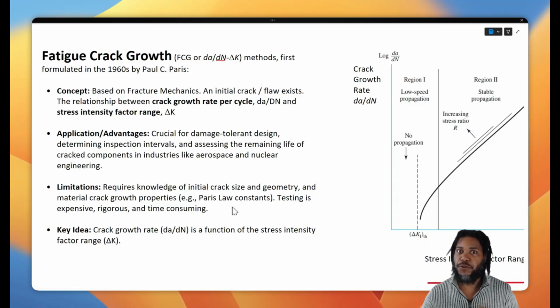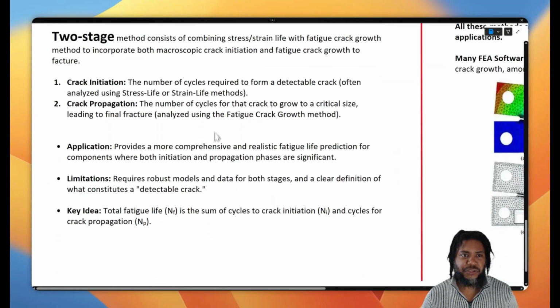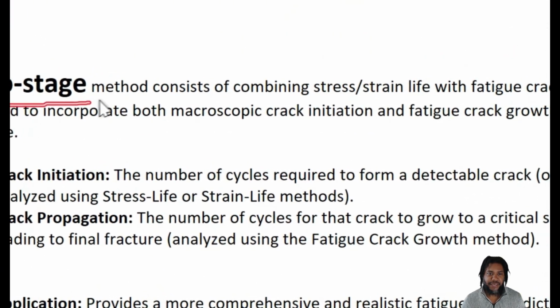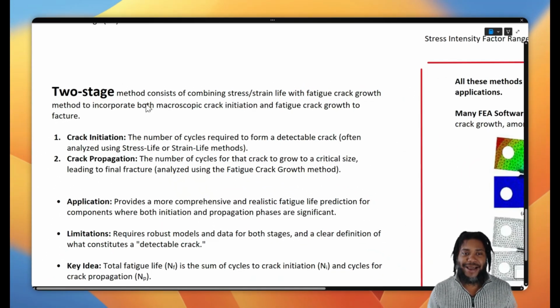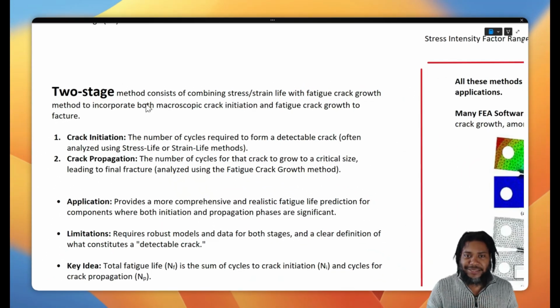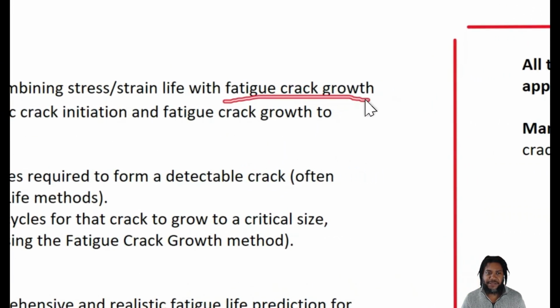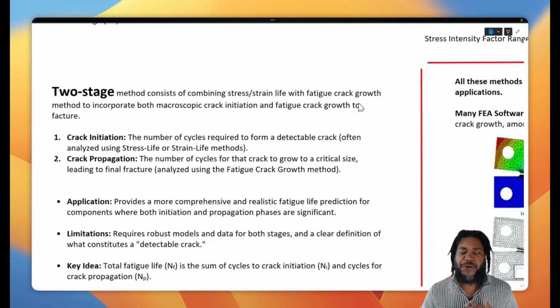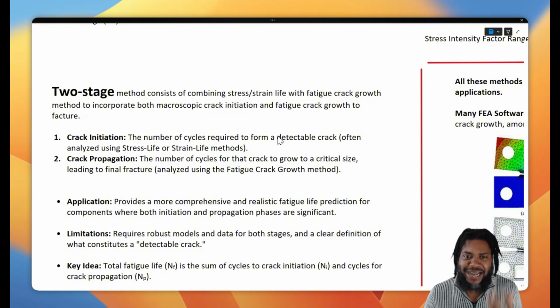Now, what about that fourth method? Our fourth method is called the two-staged method. And this is a method where we try to combine stress and strain life with the fatigue crack growth method. Now, why might we want to combine one or two of those methods with fatigue crack growth? Well, the fatigue crack growth method assumes that we already have an initial crack size. We have to already assume there's a crack in our body. But in many of our structures, we polish them, they're smooth, there's no crack that's initiated.